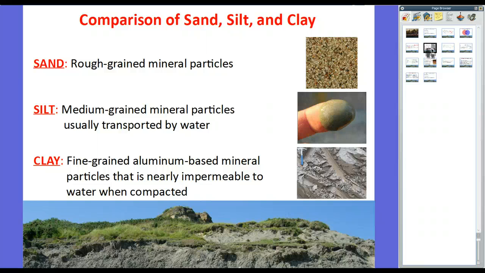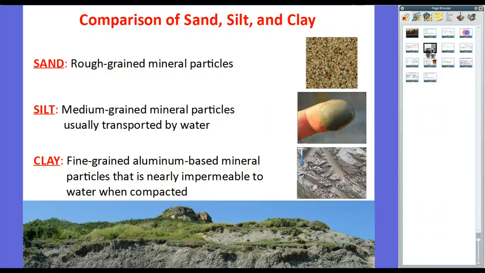Finally, we have clay. Clay is fine grain aluminum-based mineral particles. It's nearly impermeable to water when compacted. It's the finest grain mineral soil type. Okay, it's very, very loose and sticky whenever you rub it with your hands. Clay, as in pottery, that's what it's made from. And so what happens is it's made from aluminum-based mineral particles, and when you compact these super fine grain particles together, they form a layer that's impermeable to water, and water can't go through.